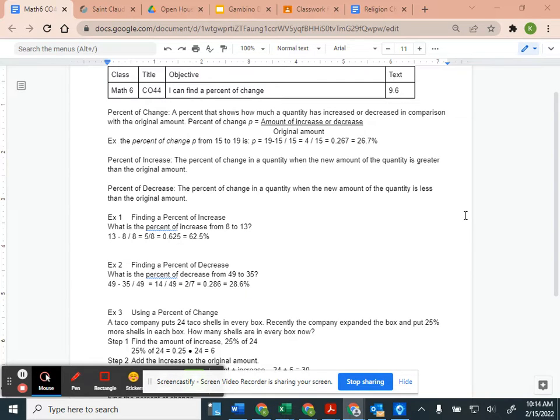So we are going to continue this objective tomorrow. So the work page we will be doing tomorrow.